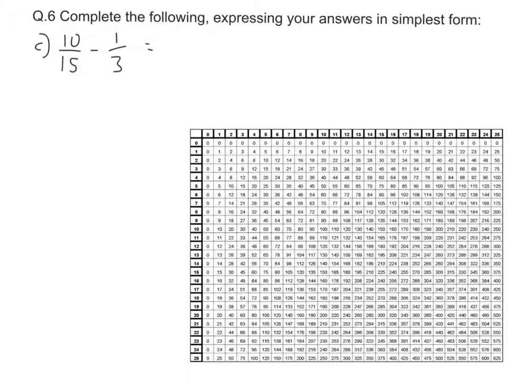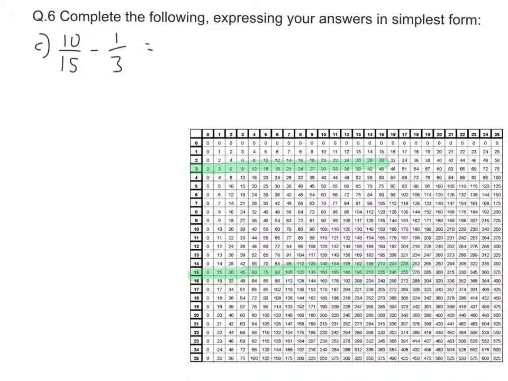Okay, next question is 10 over 15 minus 1 over 3. It doesn't matter if there's a subtraction here. We still need to find the lowest common multiple to make these denominators the same. So I highlight the multiples of 15 and I highlight the multiples of 3. And I look to find the first number that they share.